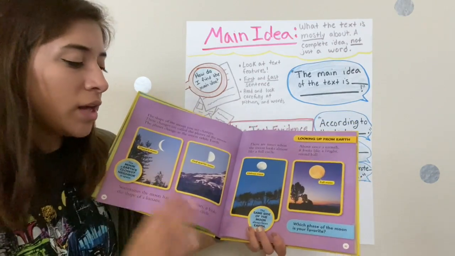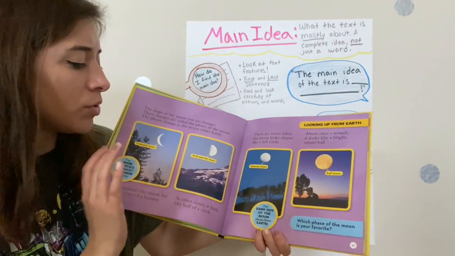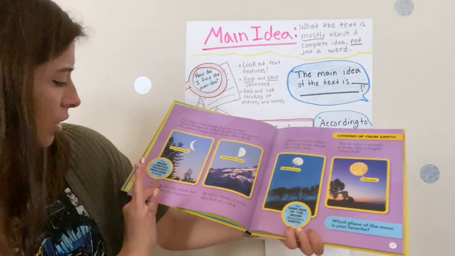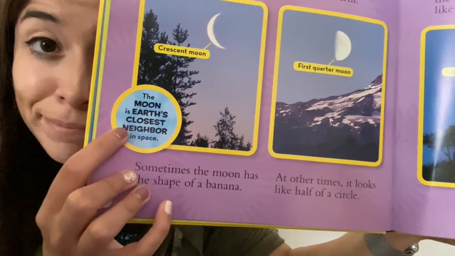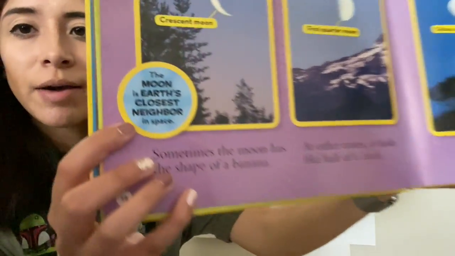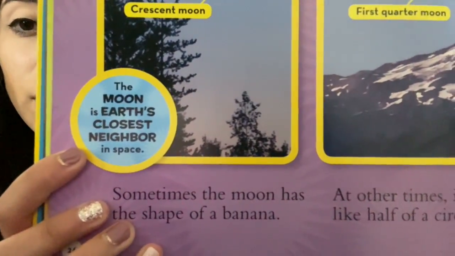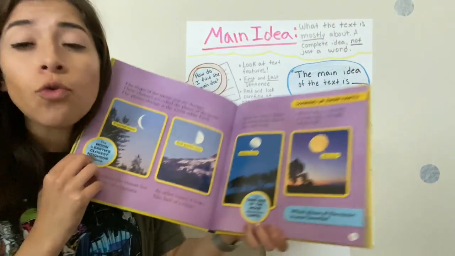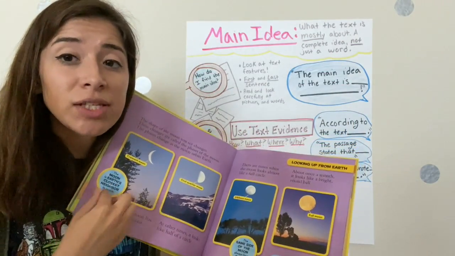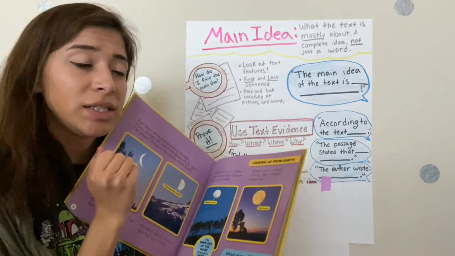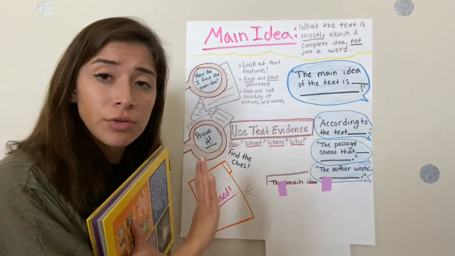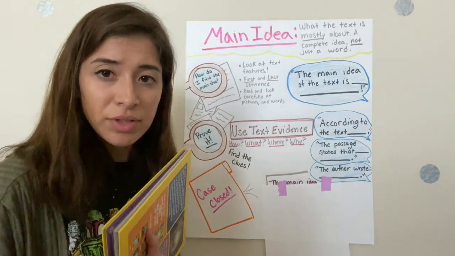Next, where. Now, the first time I read, I didn't really see where exactly it was. But right over here, our text feature tells us a lot. The moon is Earth's closest neighbor in space. So where's the moon? It's in space. We took that text evidence and we're going to put it into our case to prove that that's our main idea. So we looked for the clues in the passage. Now it's time to build the case.